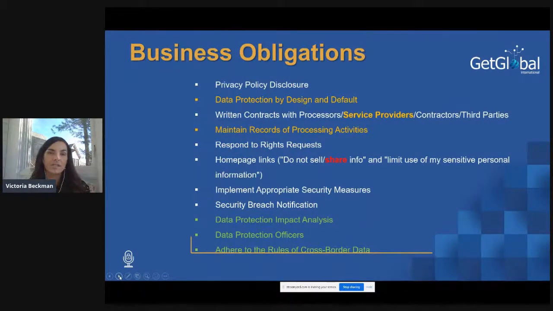Business obligations, as I mentioned, we have the same requirement to have a privacy policy where we disclose, and when I say we, I'm talking as if I'm a business, but where the business discloses the categories of information that are collected, whether it's shared and with whom, and the rights that the consumer has.